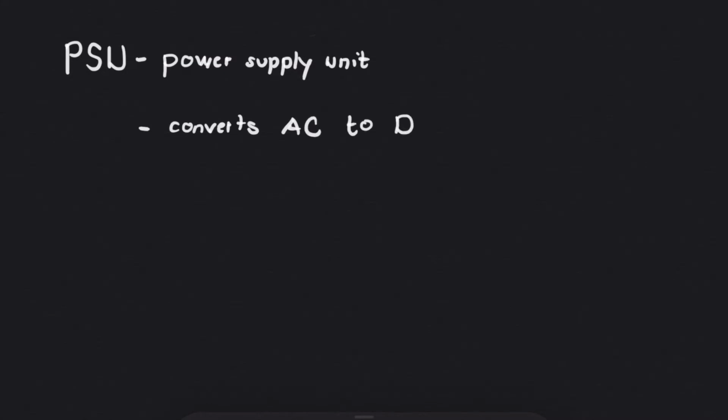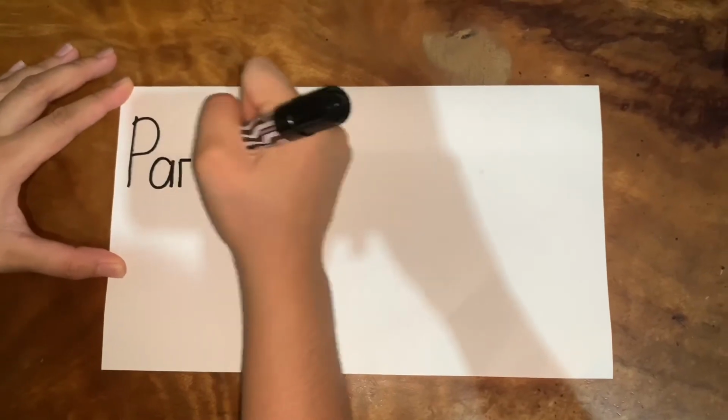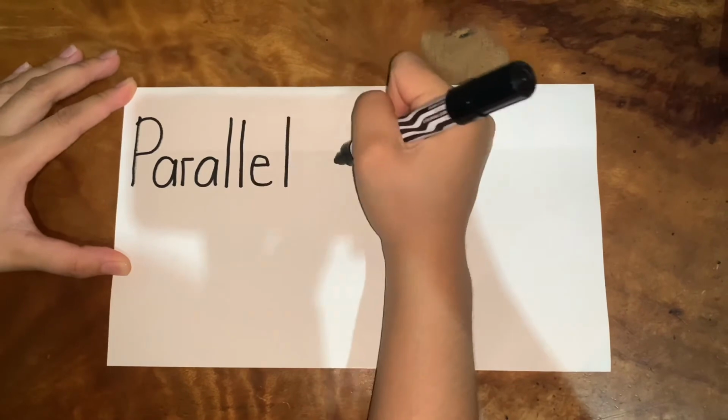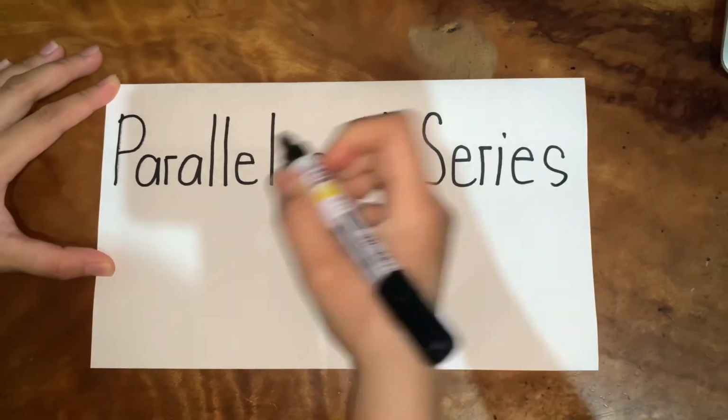In this experiment, we are going to use a PSU, or a power supply unit, which converts AC, or alternating current, to DC, or direct current voltage. Then we're going to use a multimeter to measure the current, voltage, and resistance of the certain circuit. So now, we're going to construct DC electric circuits in both series and parallel circuits.